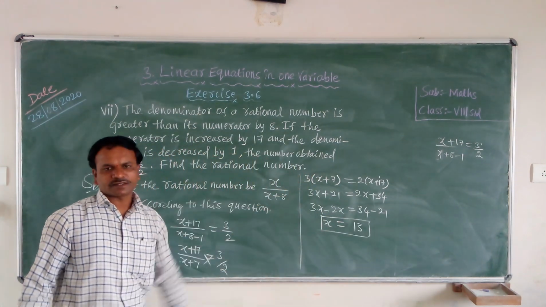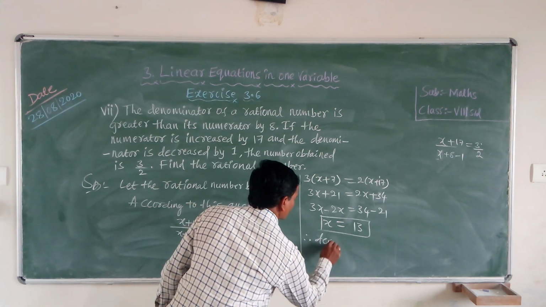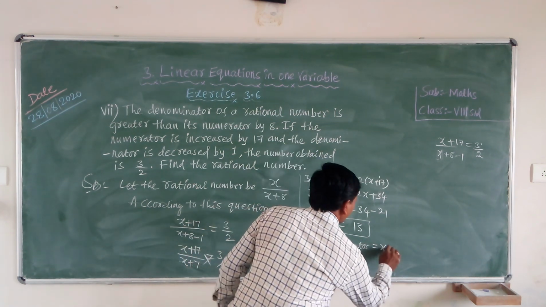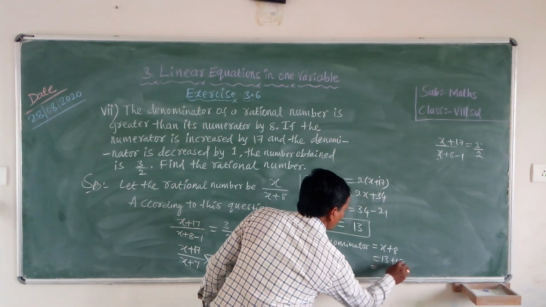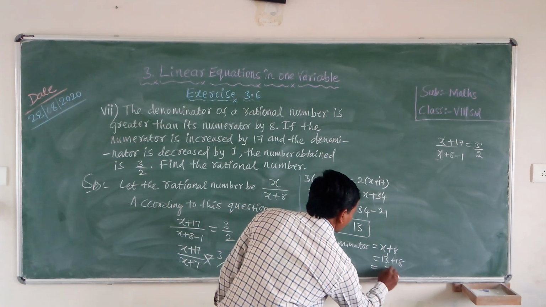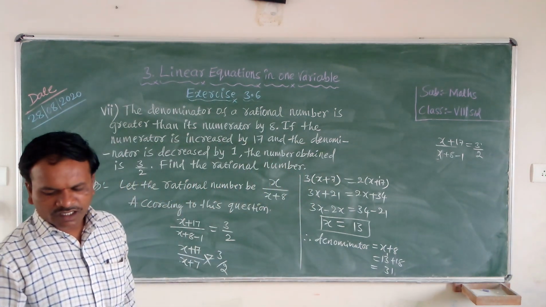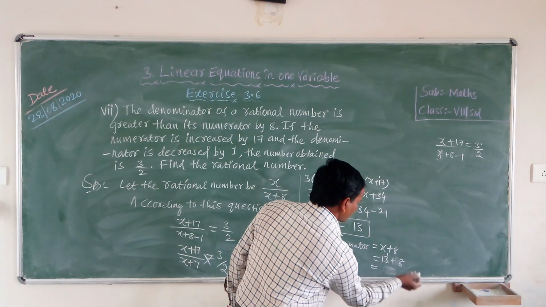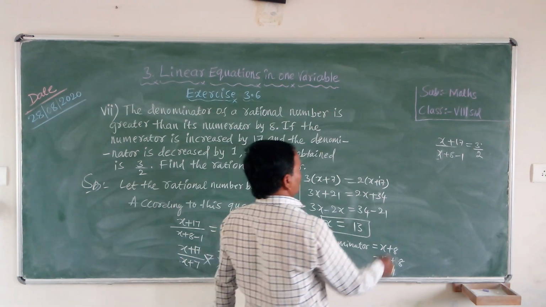So the numerator x came. Therefore the denominator is x plus 8, and the x value that came is 13, so 13 plus 8 is 21. Sorry, my dear students, I made a mistake earlier. So the denominator is 21.